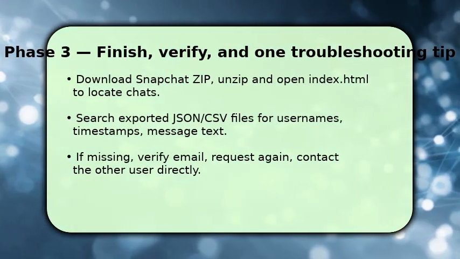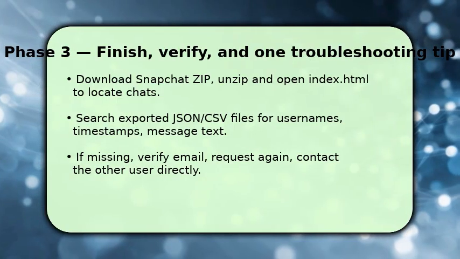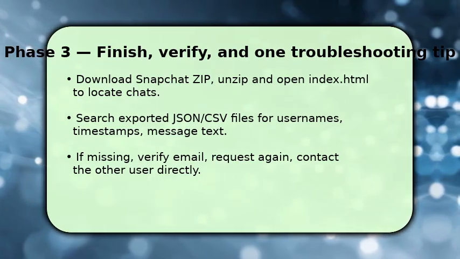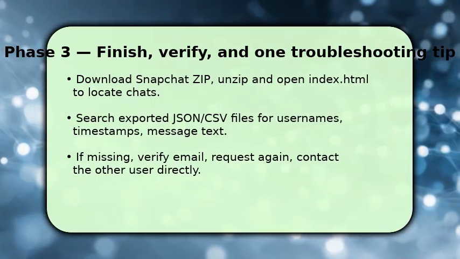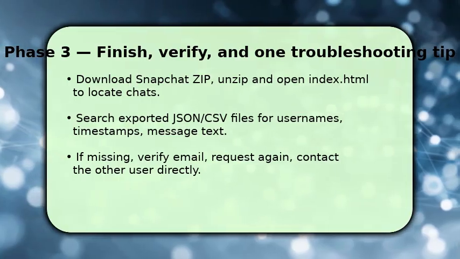Finish by extracting and searching the exported data. Download the zip from Snapchat's email, unzip it, then open Index.html or the JSON files, use Ctrl+F to search for the username or keywords and check timestamps to confirm relevance. If you find media, save copies immediately.